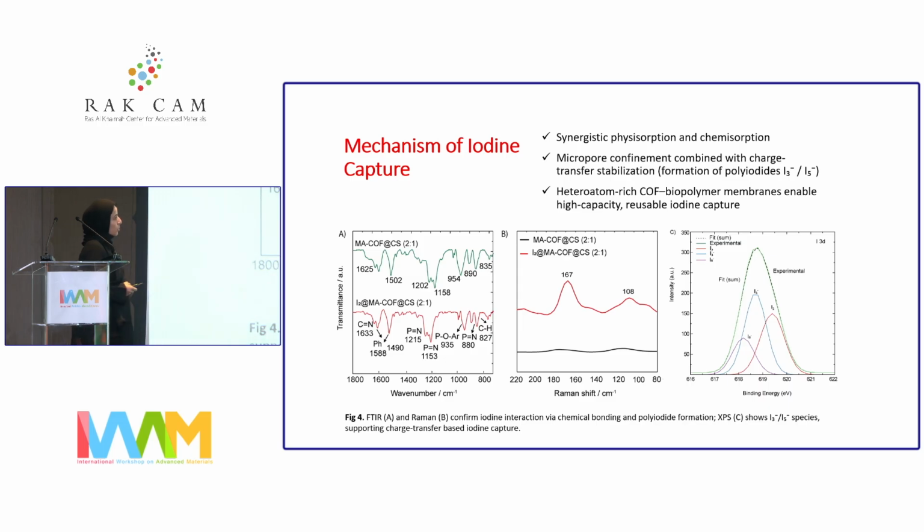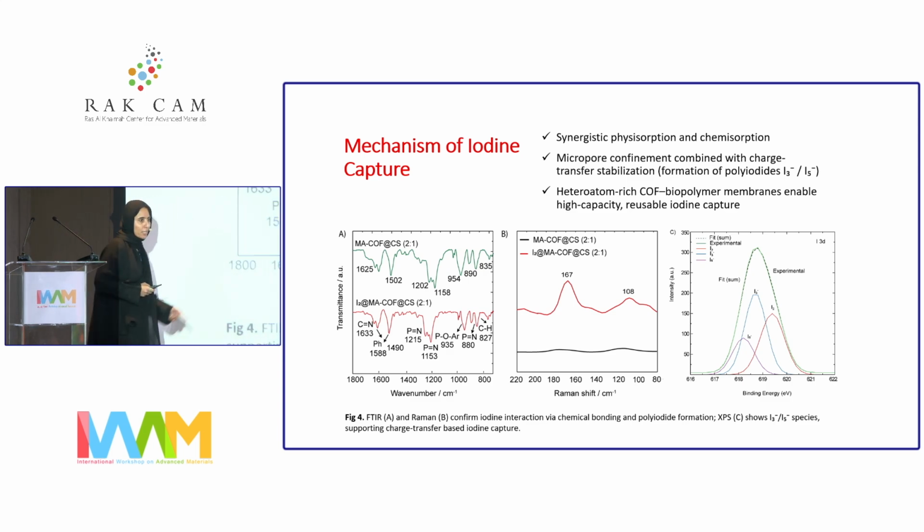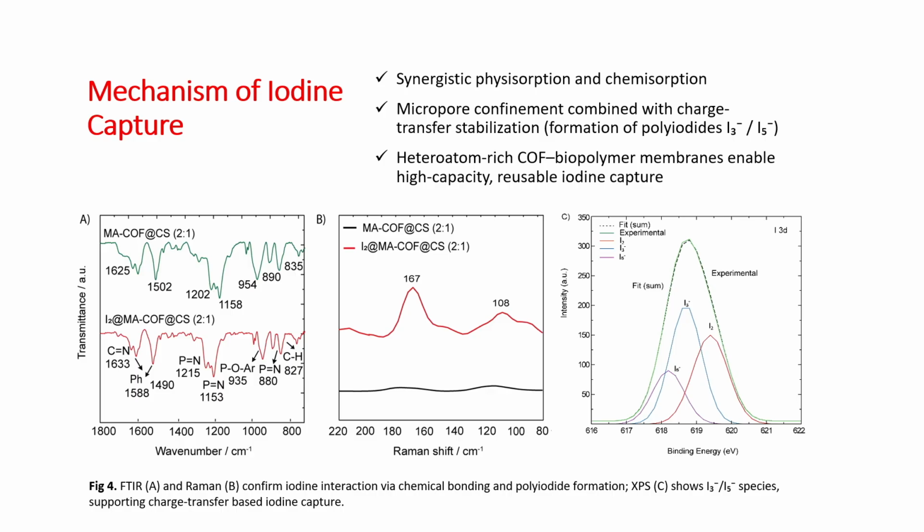In the Raman spectroscopy, after adsorption, we also noticed 2 new peaks emerging at 167 and 108, and these 2 peaks are characteristic of iodine molecules. Also, the XPS confirmed that the mechanism goes through charge transfer, and this is shown by the presence of polyiodide species, which is the stable form of iodine.